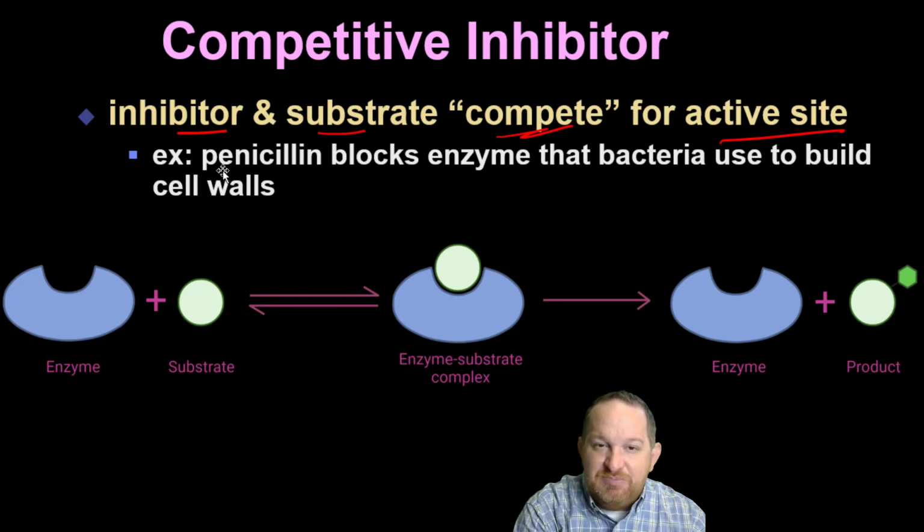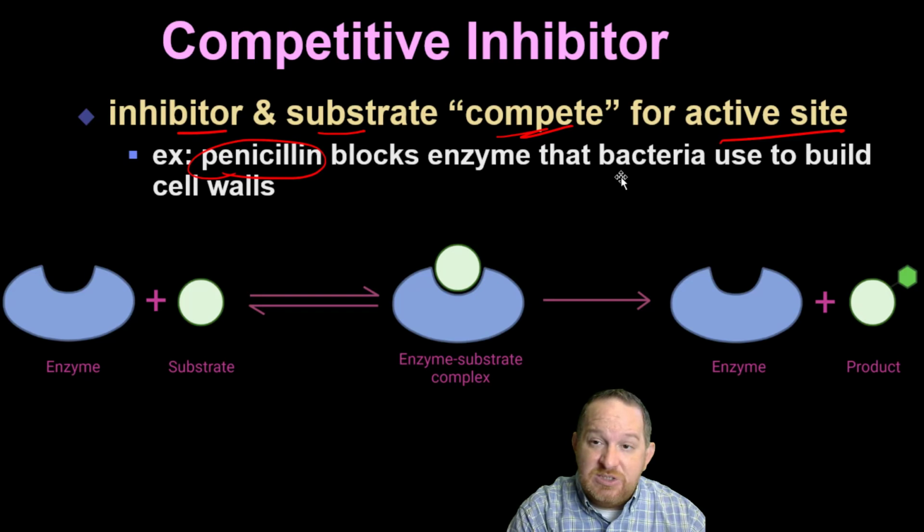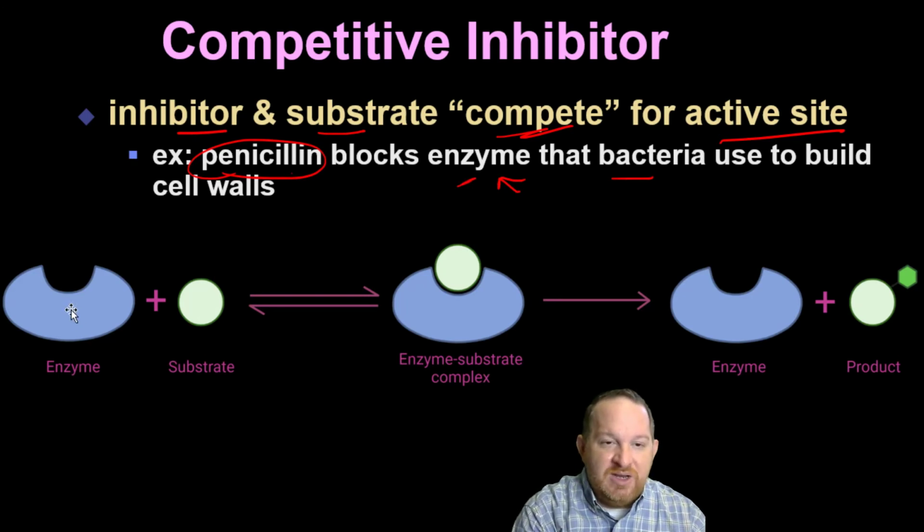Prime example of this is penicillin, right? The drug you take that's an antibiotic to kill bacteria, because bacteria use a certain enzyme to build cell walls. Penicillin is a competitive inhibitor for that enzyme, so it blocks it. So this is the normal function, right? Enzyme plus the substrate, then we get a product.